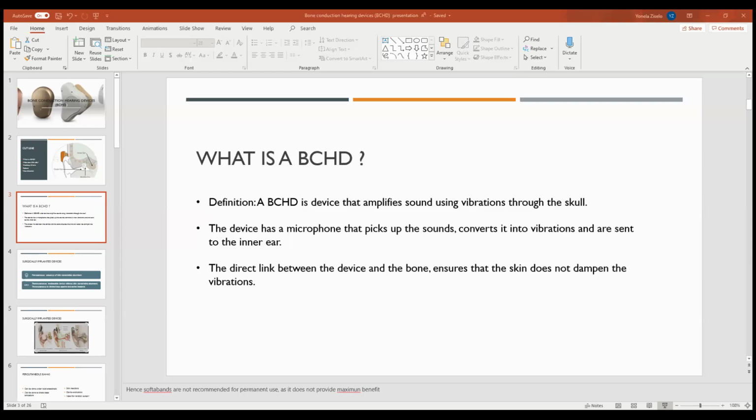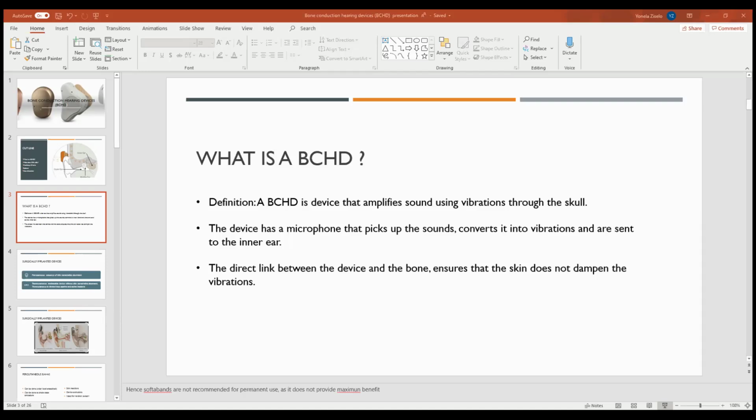With regards to bone conduction hearing devices, they can either be surgically implanted or be non-surgical. The surgically implanted ones are divided into two. We have the percutaneous, where there will usually be an abutment penetrating through the skin, and then there'll be transcutaneous devices, where the implantable device does not penetrate through the skin.